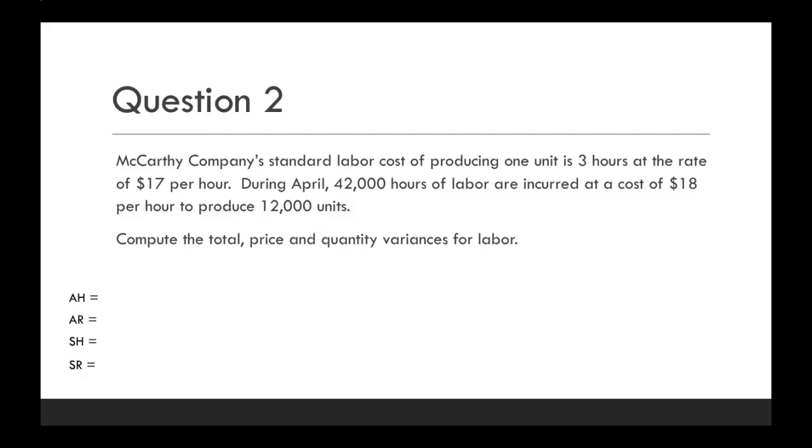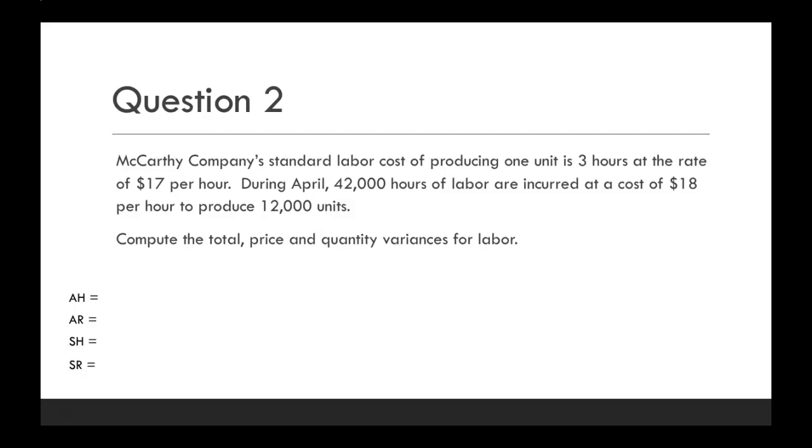So we have our different variables down in the lower left. It's similar to what we just did with the AQ and SQ and all of that. Here, it's actual hours, actual rate, standard hours, and standard rate. So hours are like quantity and rate is like price. But since we're dealing with labor, we have some different words.